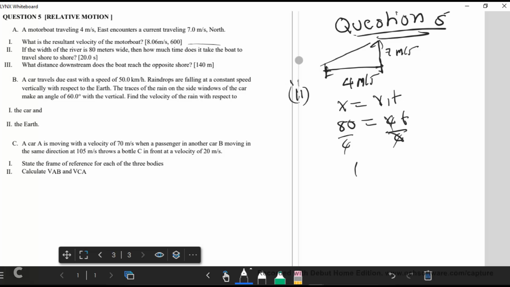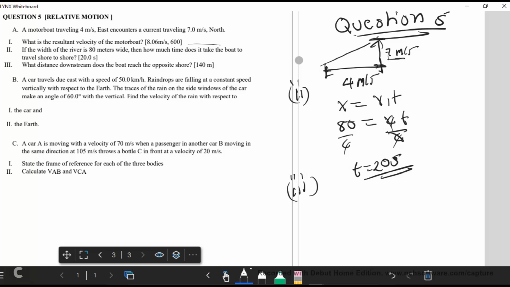Then for t, it is equal to what? 20 seconds, just like that. Then the other one: now they're asking what distance down the stream the boat reaches the opposite shore? Meaning from here up to there.